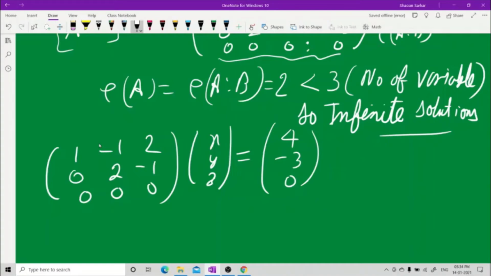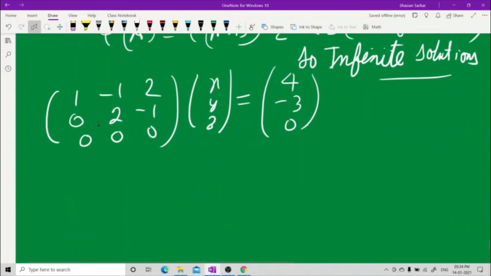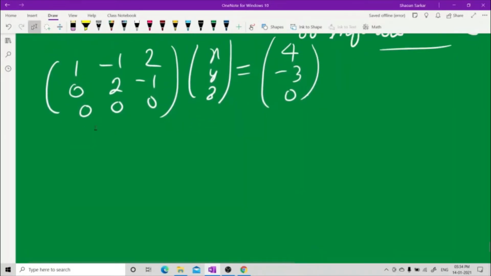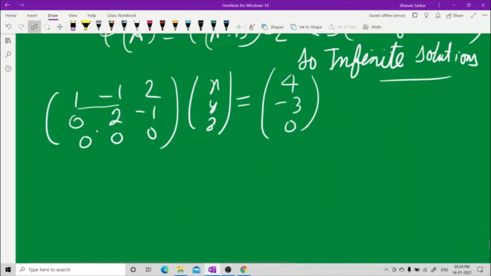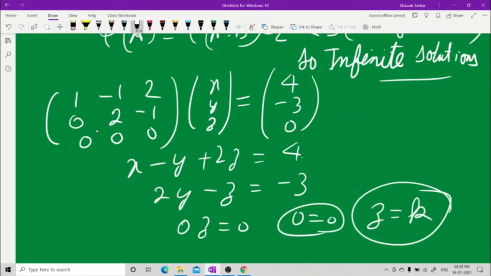Now we'll do one thing. Let me check, by the way. 4, minus 3, and 0. Right. Let's now come down to this. Now you write this, multiply this with this as I used to do. x minus y plus 2z equal to 4. Then 2y minus z equal to minus 3. Now see, 0z is equal to 0. 0 equal to 0. So what you do is that take z equal to k. Put this z value here.